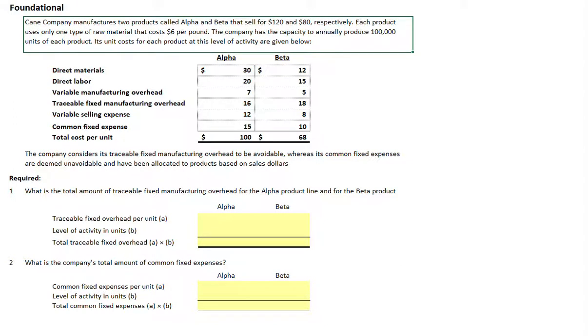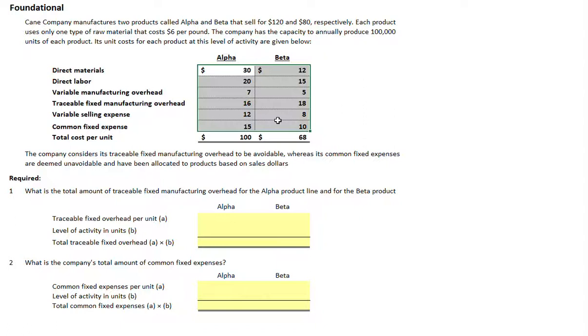The company has the capacity to annually produce 100,000 units of each of these products, and its unit costs at this level of production are given below. So here are our per unit costs if we produce and sell 100,000 units. The most important thing we can ever do whenever we see fixed cost expressed on a per unit basis is to convert them to total amounts, because fixed cost per unit is very misleading because that changes as production increases or decreases. So again, very important.